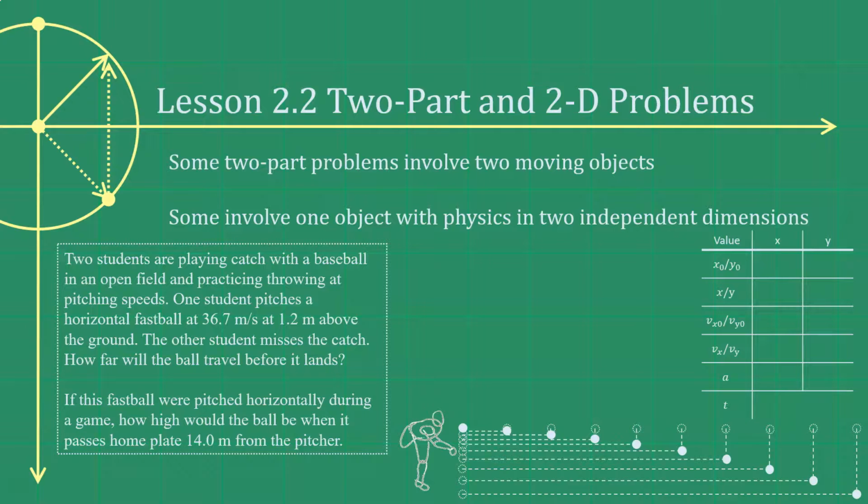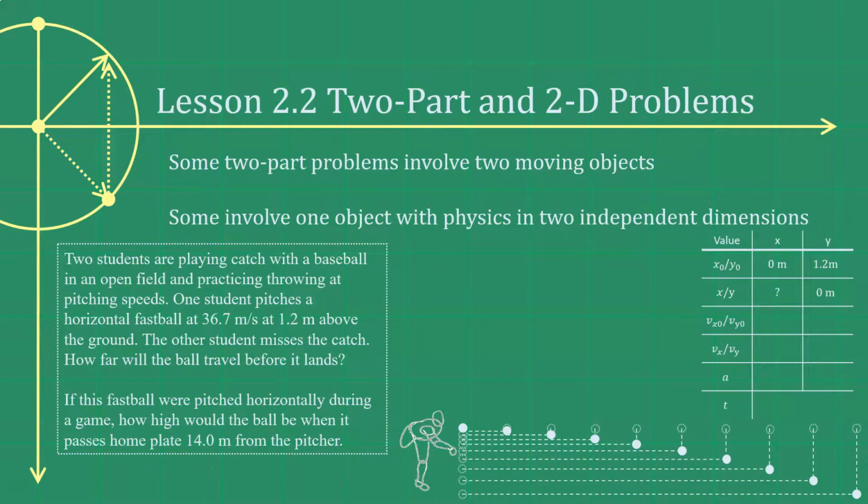Do we know the original x position of the ball? That's going to be at our reference position, so I'm going to set that to 0. The x position when the ball leaves the pitcher's hand is 0. The y position is going to be 1.2 meters above the ground, and then the ball falls from there. My final x position is unknown. That's actually what the problem is asking for, so that's something I have to solve for. What about my final y position if the other student misses the catch and the ball hits the ground? That other y position is going to be 0 at the end of the problem.